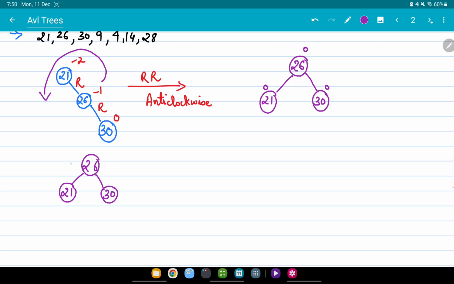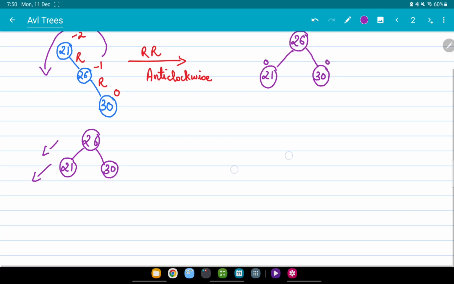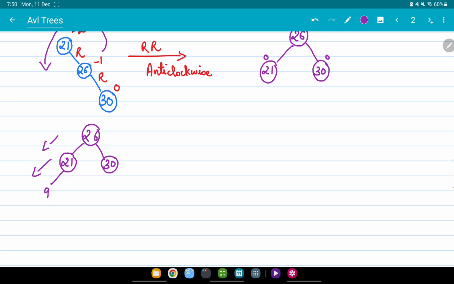9 is less than 26, so it will come onto the left side of 26, and then it is again less than 21, so it will come onto the left side of 21. So we'll be inserting 9 over here. Okay, so we have inserted 9. Now check the balance factor for this. The balance factor is 0 for 9, 0 for 30, both are leaf nodes.